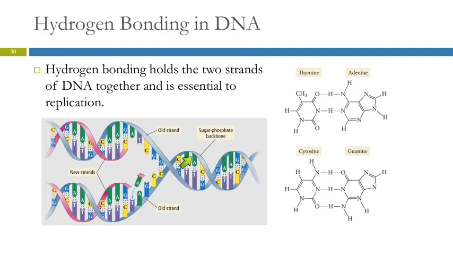So we have two complementary strands, and when we separate them, we make new complementary strands, and we get two identical pieces of DNA. Very cool. And it's all due to hydrogen bonding. Any questions?